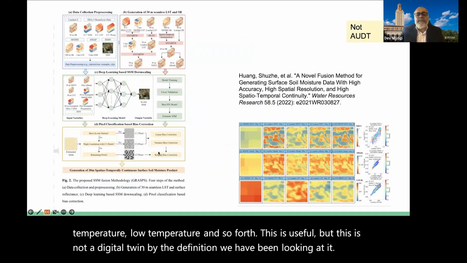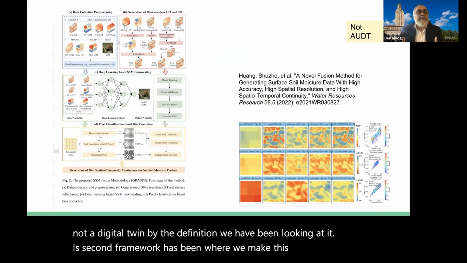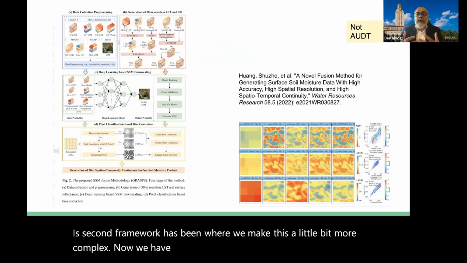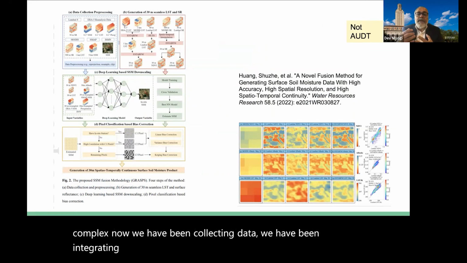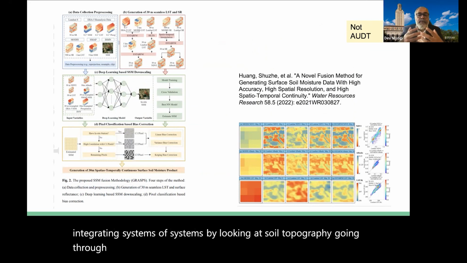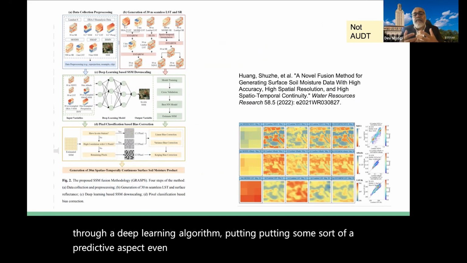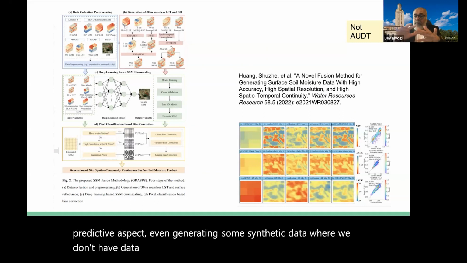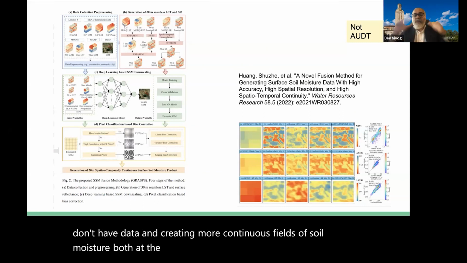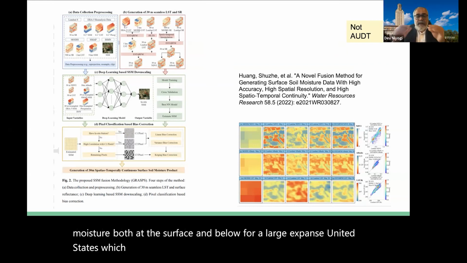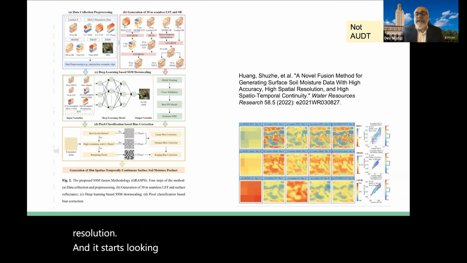A second framework is where we make this a little bit more complex. Now we have been collecting data, we have been integrating systems of systems by looking at soil topography, going through a deep learning algorithm, putting in some sort of predictive aspect, even generating some synthetic data where we don't have data, and creating more continuous fields of soil moisture, both at the surface and below, for a large expanse like the United States, which we did not have before at such precision and resolution. And it starts looking like a digital twin, but it still isn't.